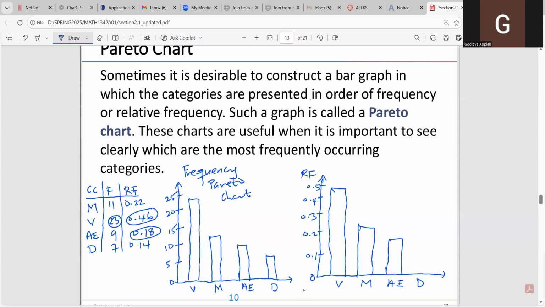And then lastly, we have Discover with a relative frequency of 0.14, which should be, again, below 0.2, closer to 0.1, so somewhere here. All right, so this becomes a relative frequency Pareto chart. This is how we construct a relative frequency Pareto chart.